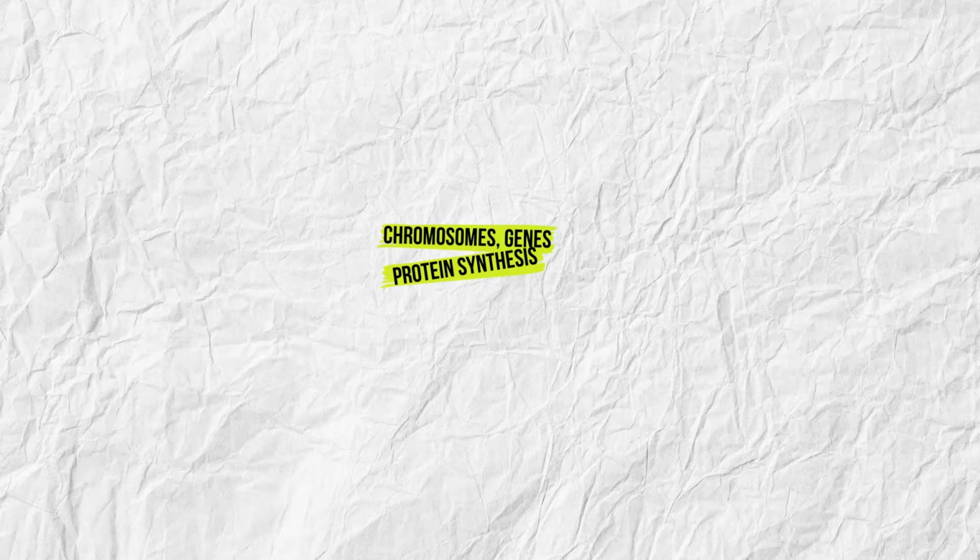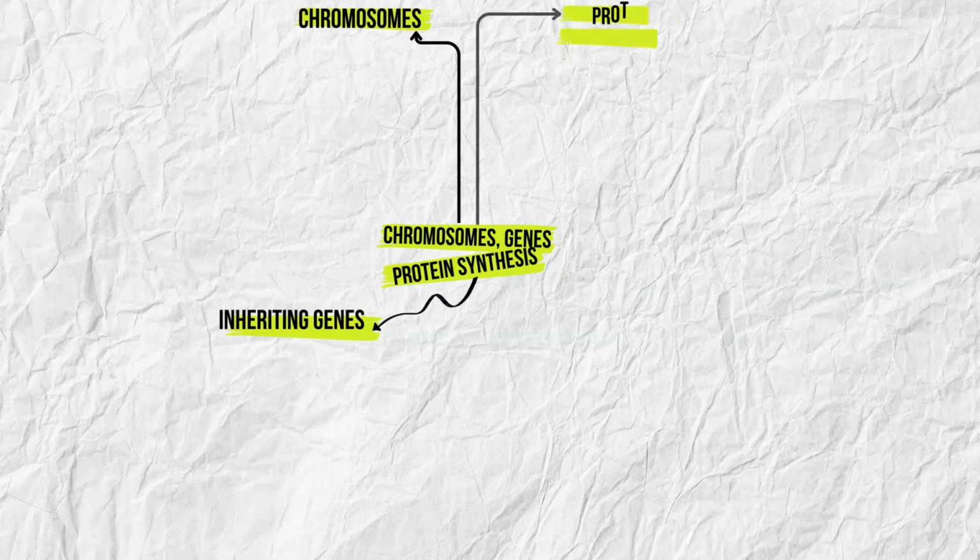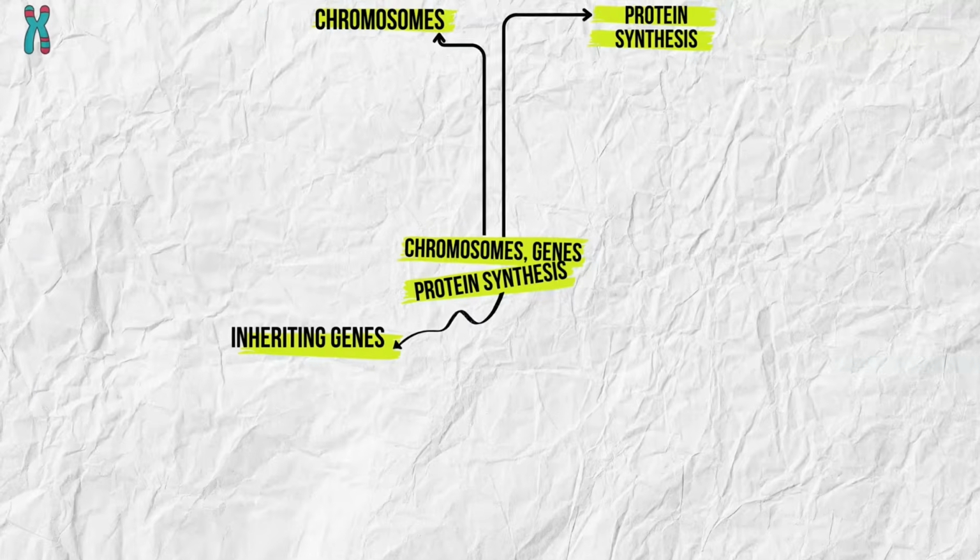We'll break it down into three main topics. First is chromosomes, second is inheriting genes, and third is genes and protein synthesis. And we'll go step by step through every concept the examiner loves to test, with real examples, scenarios, and shortcuts for fast, confident answers. Let's begin with the first topic, the chromosome.